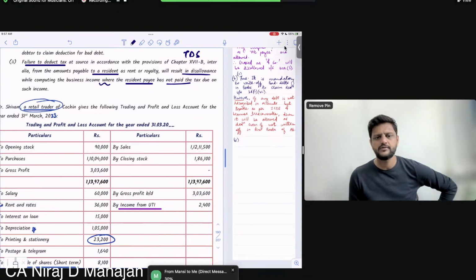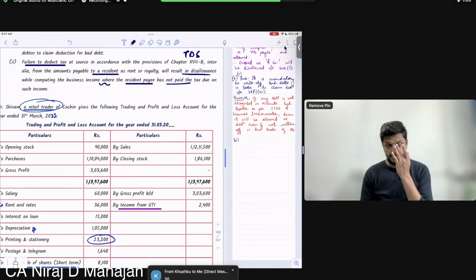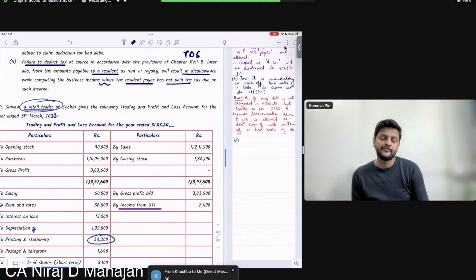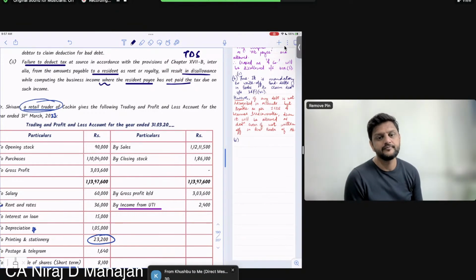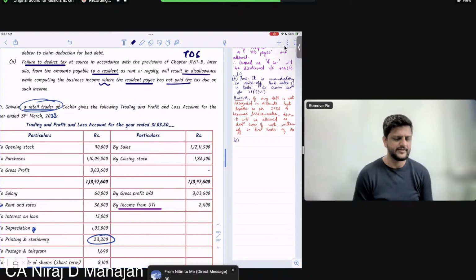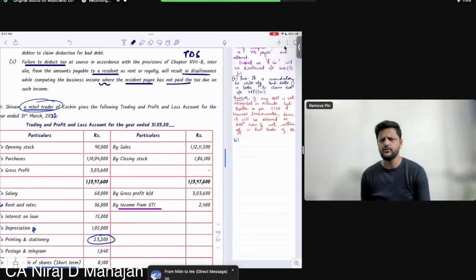What is the rate of disallowance? Correct? Rate of disallowance. What is the question? What is the rate of disallowance? What were you doing till now? Not paying attention? 30%, correct. And this is what? 40A(1)(a), no? Yes, everybody? Right now, so true.